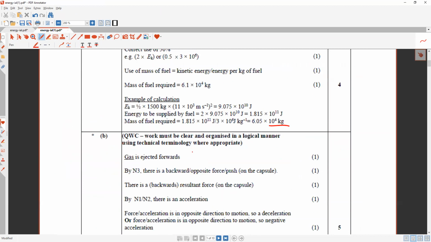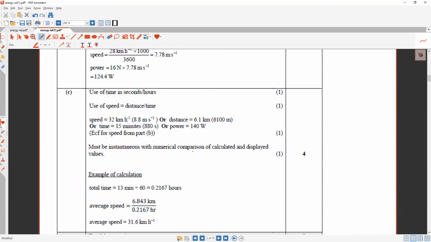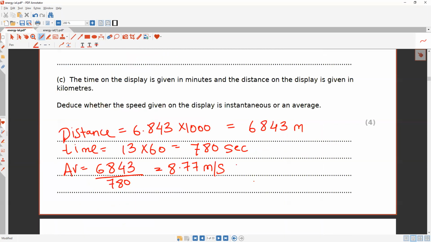Okay, so let's try with the second one. What they said, 31.6 kilometers per hour. I did it in meters per second, it's okay. It must be instantaneous, with the numerical comparison of the calculated and display values. So that is 8.8, and above I have the speed as 7.78. Fine then, done. So this is also clear.